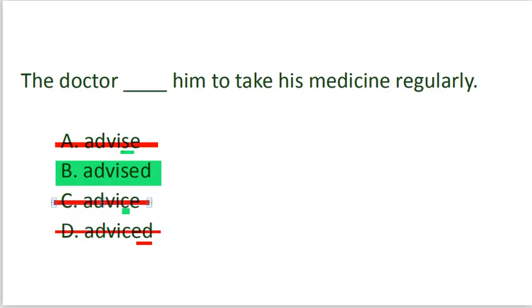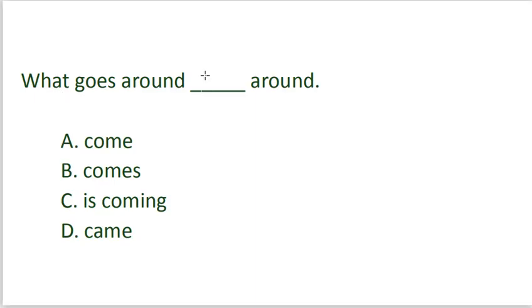The next question says, what goes around dash around? A. Come. B. Comes. C. Is coming. D. Came. This expression is a popular proverb. It's a popular saying. And the subject of the sentence, what, is considered a singular pronoun.